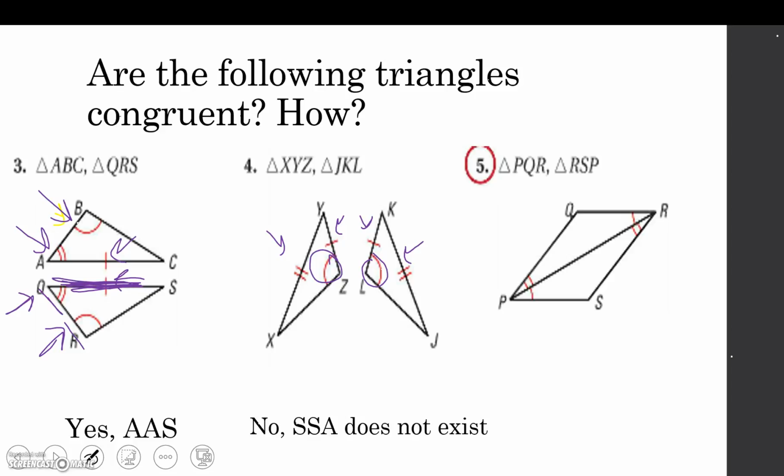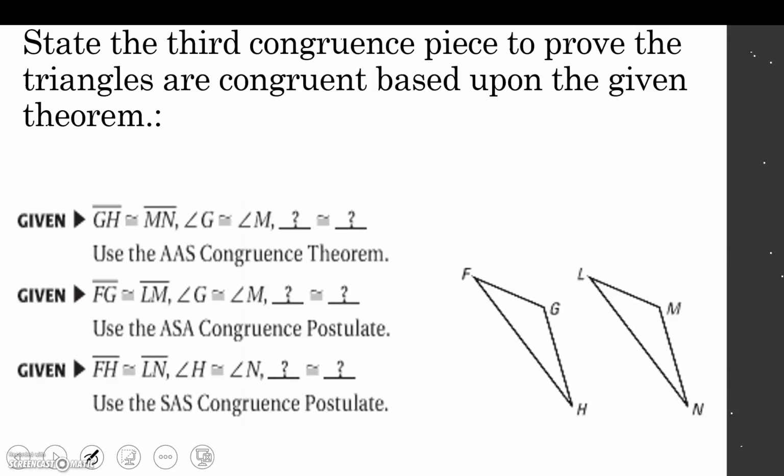And then finally, number 5 is very closely related to the one that we did with the picture in the last set of examples. This is a case of angle side angle. Okay. One last thing you need to be able to do is if I give you some pieces of information, being able to finish up the statement that we have there based upon a given congruence.